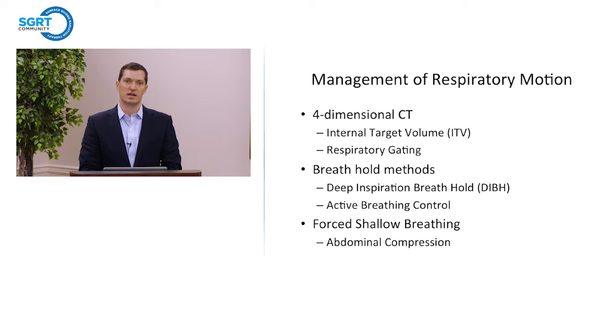Respiratory motion in this setting can be managed in a number of different ways, the first of which relies on the capture of an accurate four-dimensional CT scan, which records the tumor's position in all phases of the respiratory cycle. A 4D CT scan may be used to generate an internal target volume, or a respiratory gating approach may be used as well. There are also breath hold methods, including deep inspiration breath hold, which is primarily what we'll be discussing today, and active breathing control, which is a separate system altogether. Finally, the use of forced shallow breathing using a method such as abdominal compression may be used.